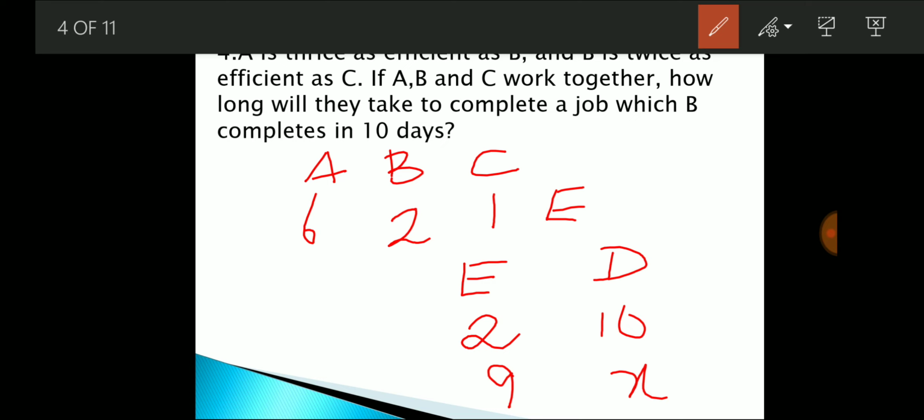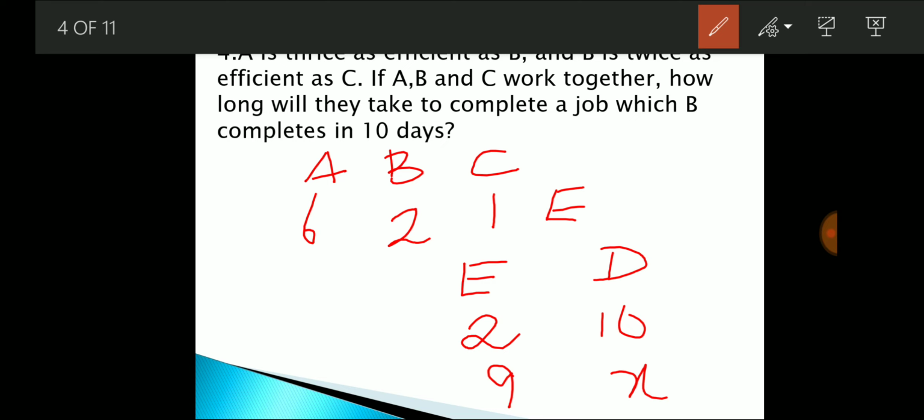But for this question, we'll see: efficiency is 2, then it takes 10 days. Then if efficiency is 9, how many days will it take? There is an increase in the efficiency, so the number of days reduces. So the answer is 2 into 10 by 9, which is nothing but 20 by 9. So the answer is 2 by 9 days to finish the work.